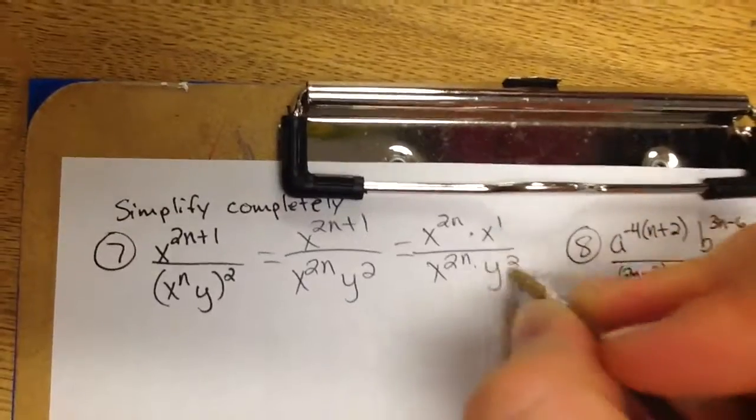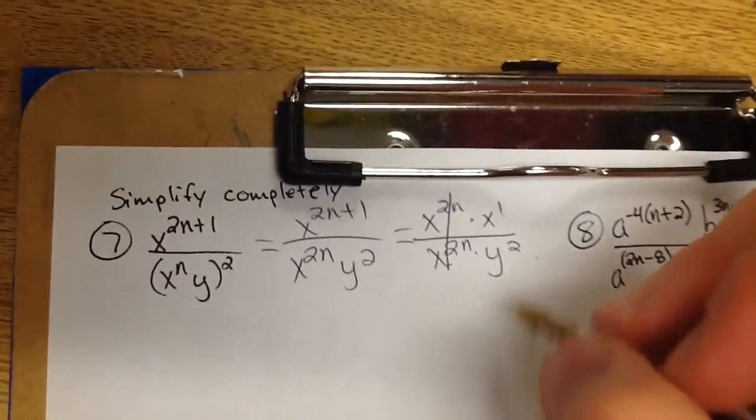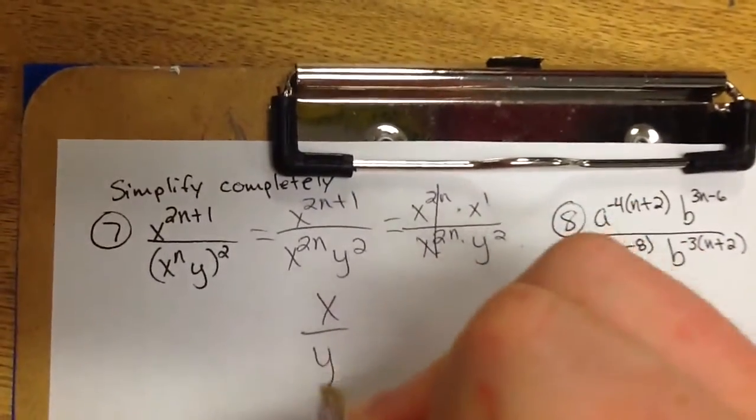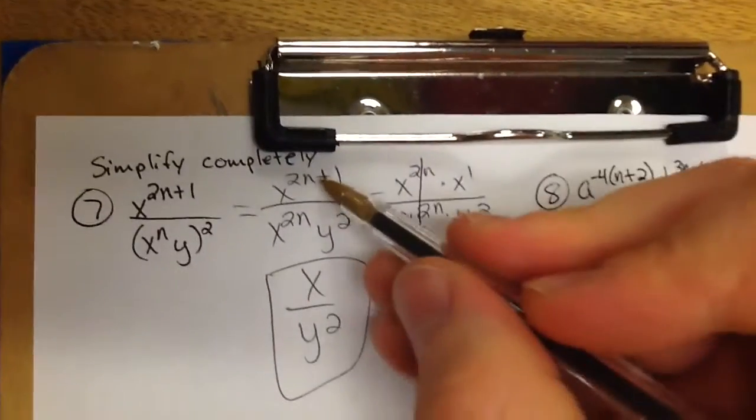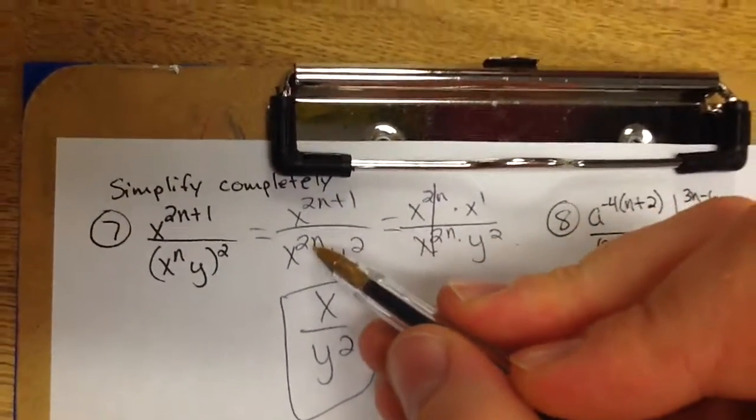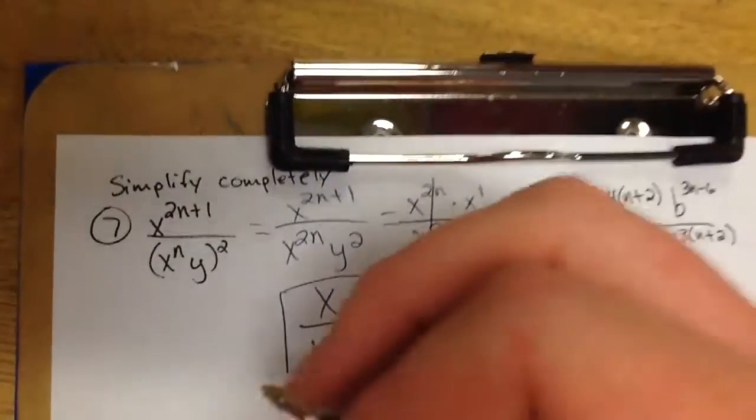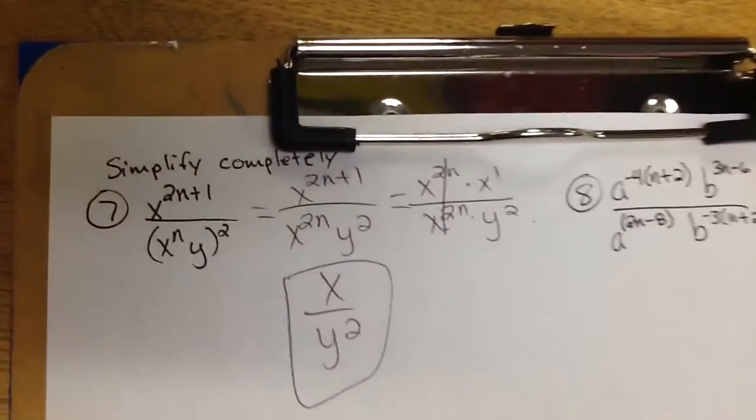So now I have that and that. So my x to the 2n's cancel out, so I'm left with just x over y squared. Or if you just subtract, 2n plus 1 minus 2n is 1. So x to the 1. It's another way of thinking about it.